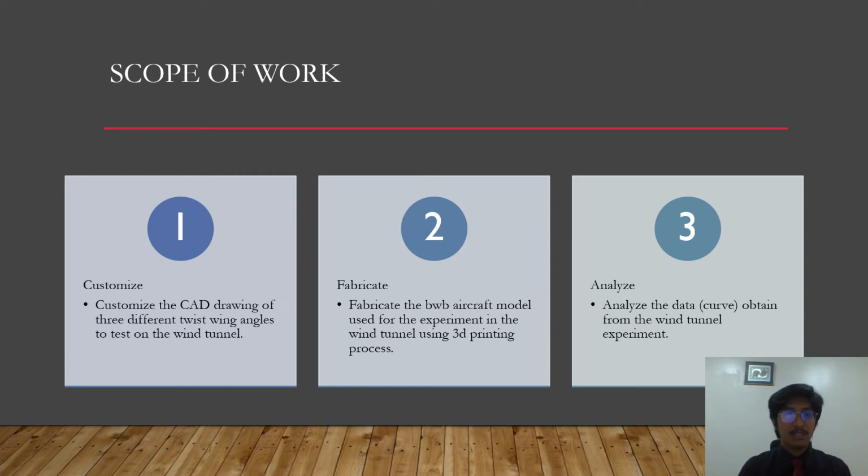Next is to fabricate the blended wing body aircraft. We need to fabricate the model for the experiment in the wind tunnel. The fabrication process that we use is 3D printing. Next is to analyze the data curves obtained from the wind tunnel experiment.